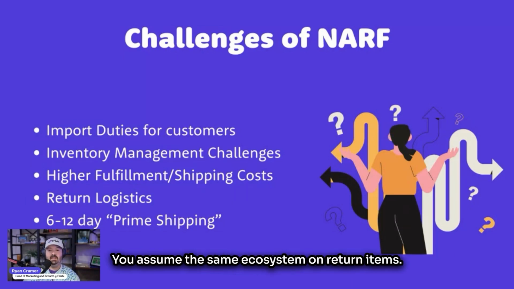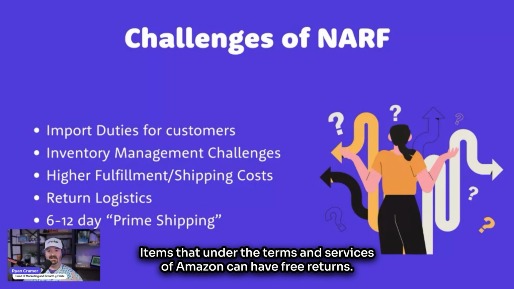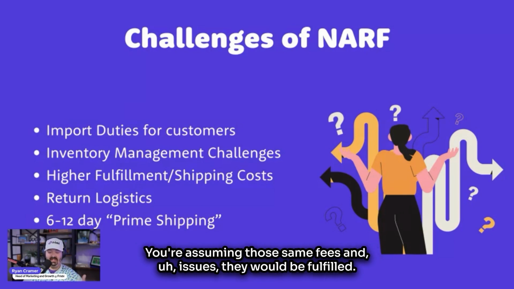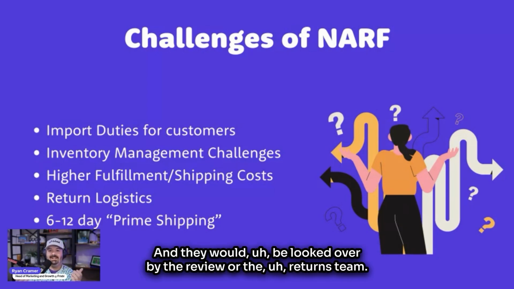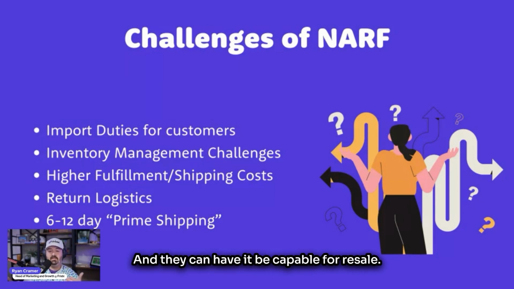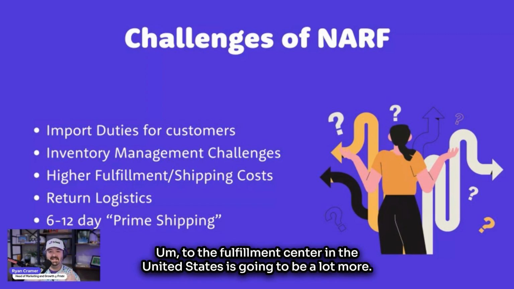Return logistics, same thing. You assume the same ecosystem on return items if you're selling textiles, or any sort of luggage or items that under the terms and services of Amazon can have free returns. You're assuming those same fees and issues. They would be fulfilled to the customer. If they're returning it, it would be sent back to the USA FBA warehouse, and it would be looked over by the returns team, and it can be capable of resale. But again, the fees and the cost of it returning back to the fulfillment center in the United States is going to be a lot more.